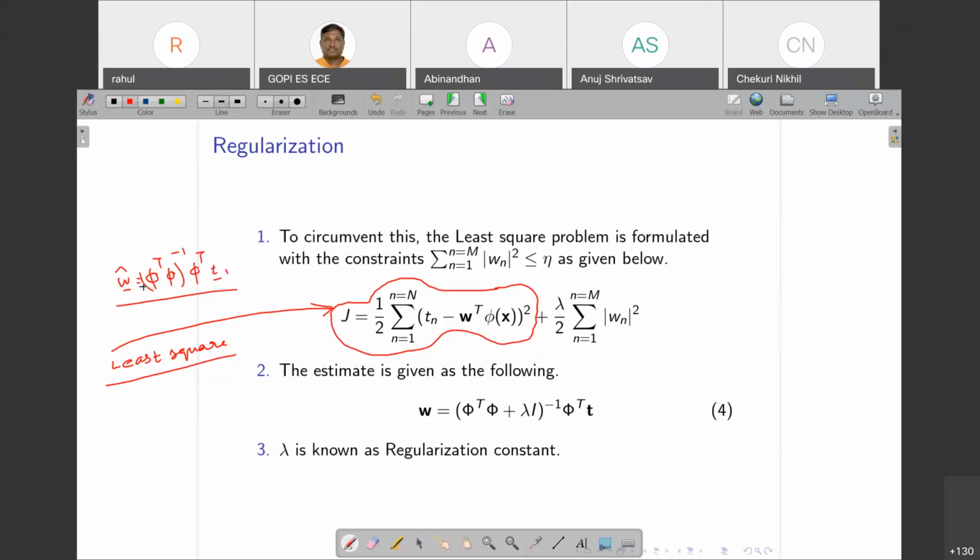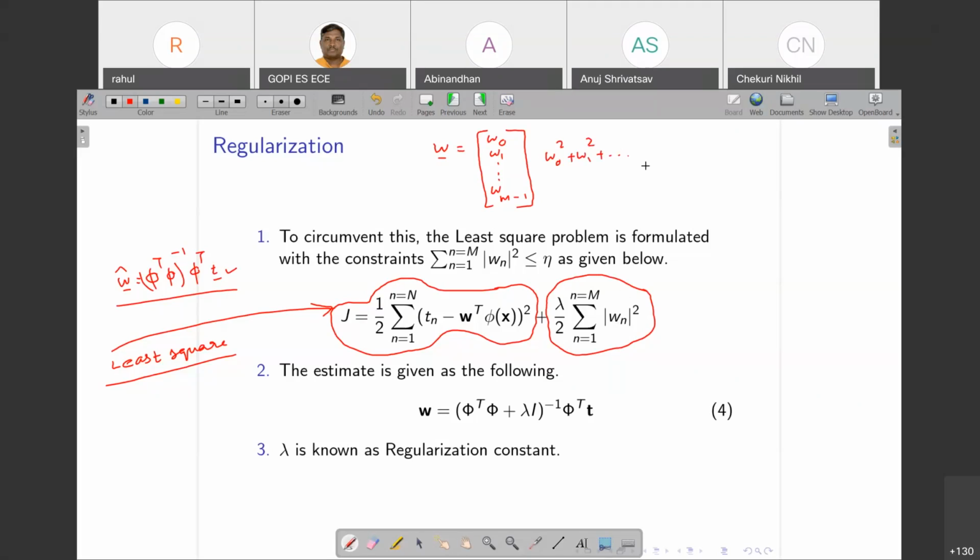We are getting that. But now we are going to introduce that second term, such that this w squared means you are having this w vector, right? The w vector is going to have m elements in it, so you have w naught, w1, and so on up to w subscript m minus 1. You are going to square all those values: w naught square plus w1 square and so on.